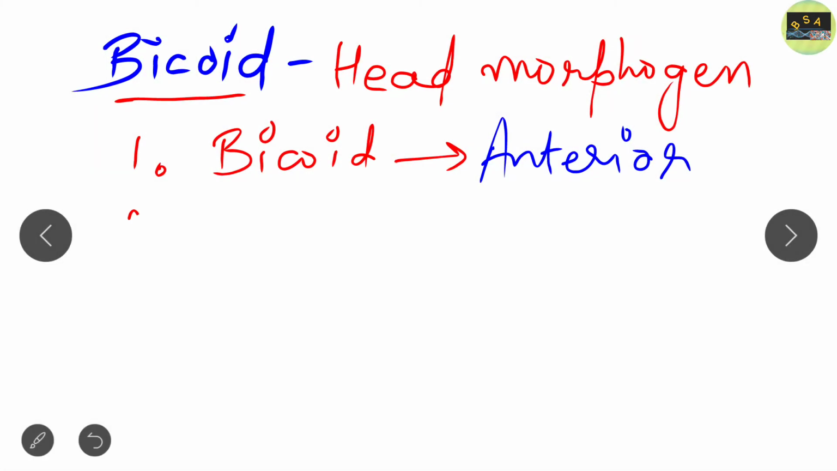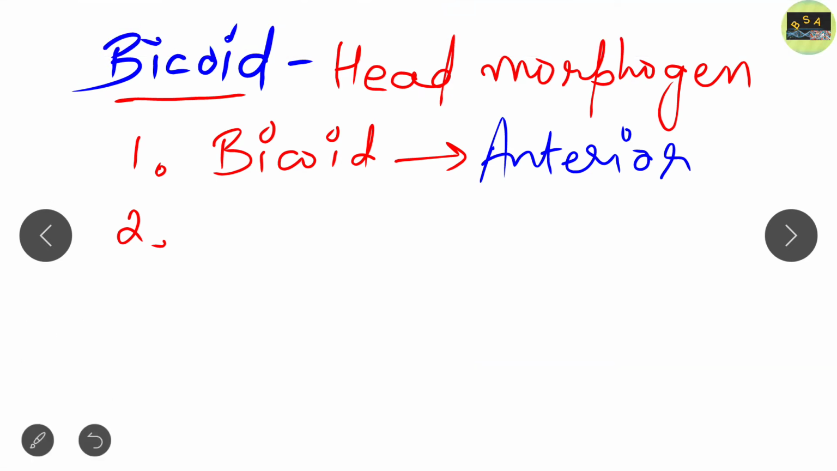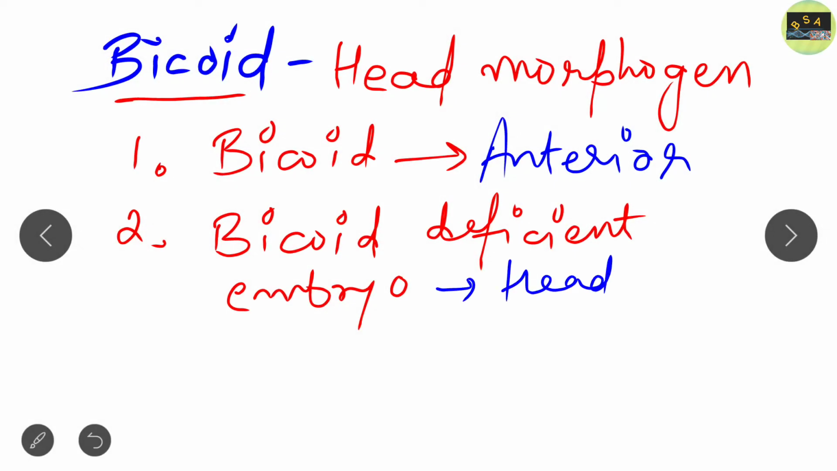Now the second important point, note down, is that embryos which lack bicoid could not form a head. It means in a bicoid deficient embryo, if the embryo does not contain bicoid, what happens? Head will not form. The head is not formed. Okay, clear? This is another important point.